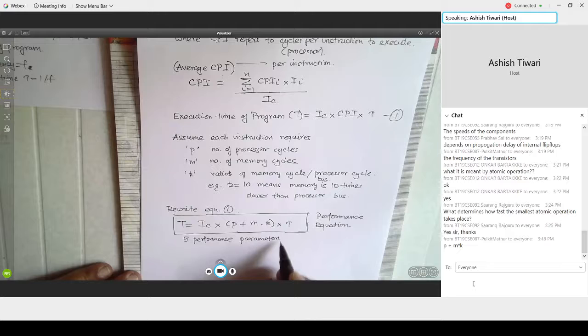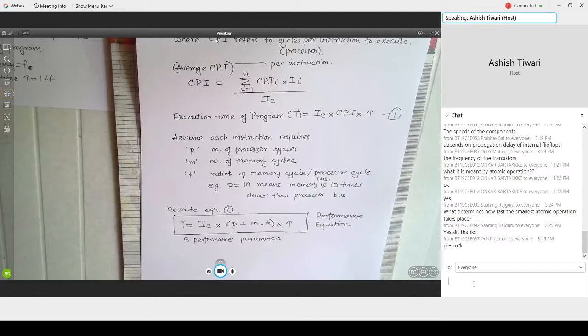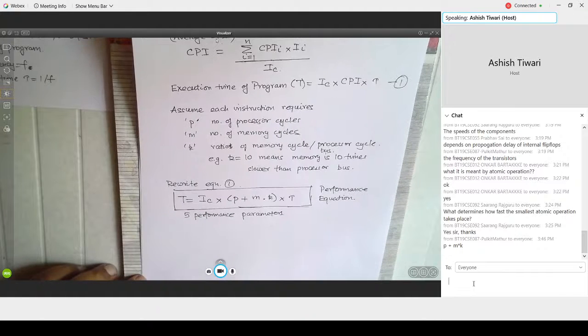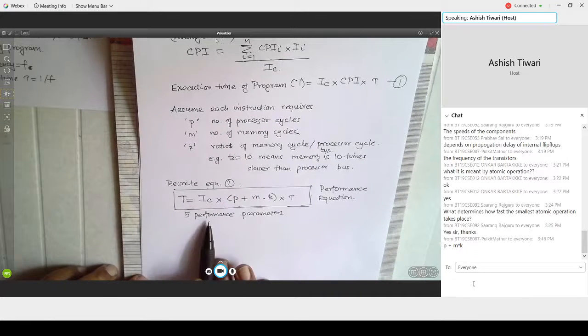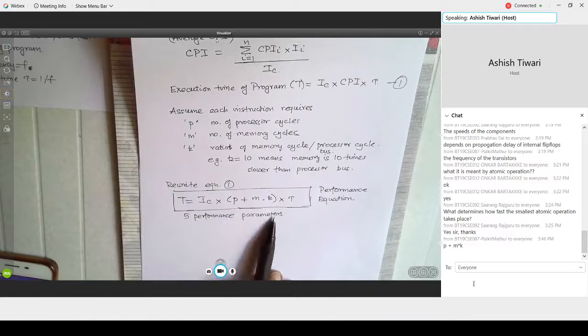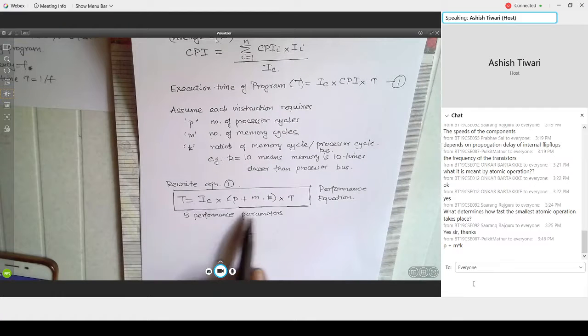I still have some interviews lined up, so I will stop. Any questions till now? Otherwise, I will take the questions in the next class, and we will continue from this point onwards. I will tell you how these parameters are influenced and how you can use these parameters to quantify the performance of an architecture. Any questions here?